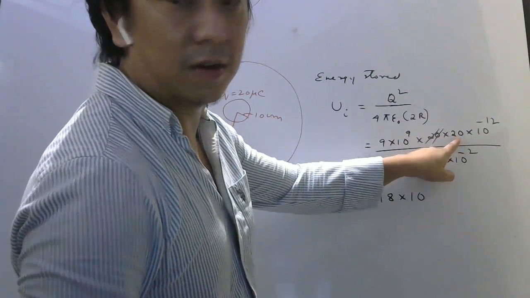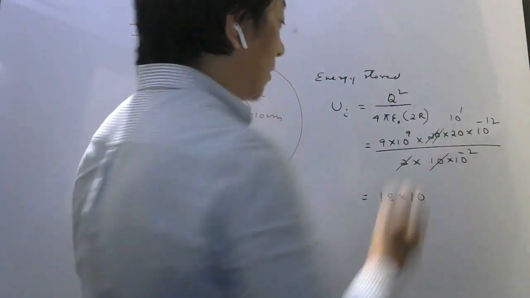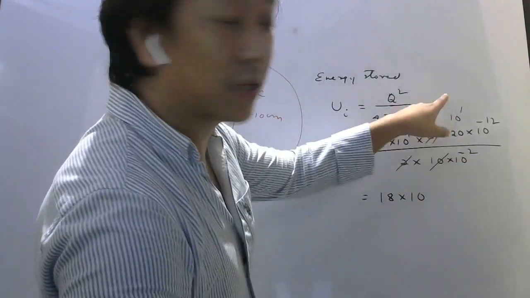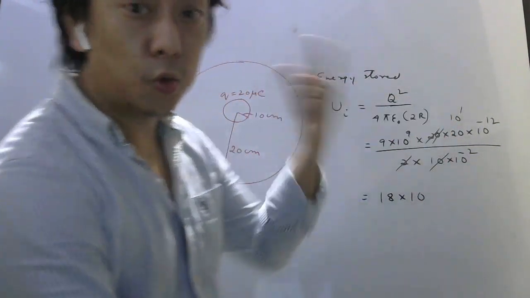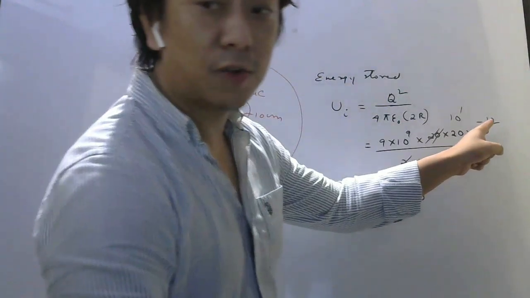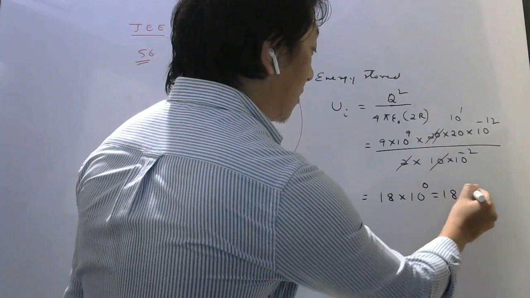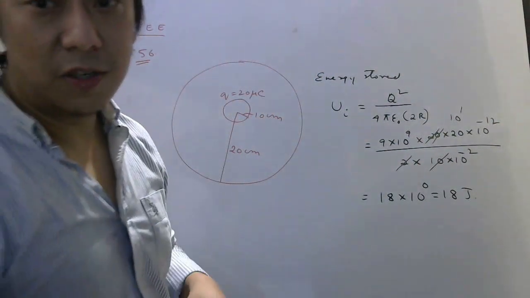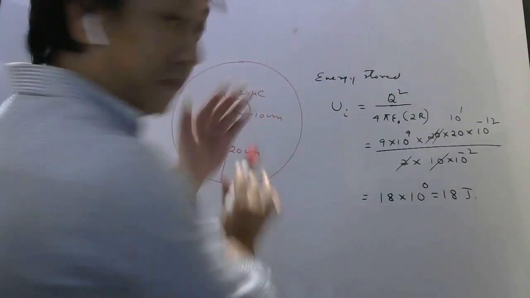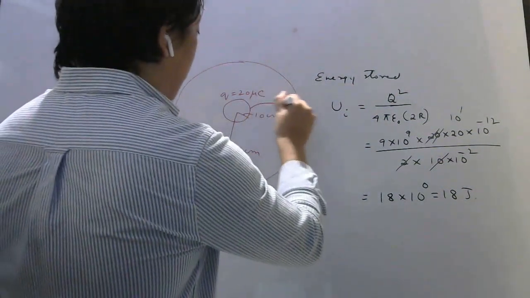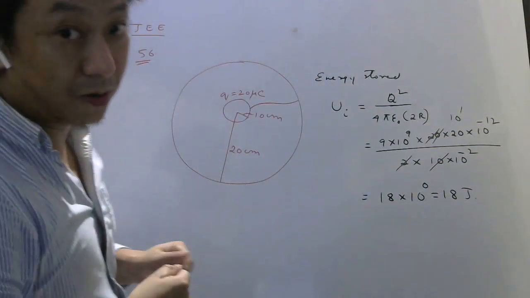10 to the power 1. 10 power 1, 10 power 9 will be 10 power 10. Then minus 2 will come up as plus 2, so 10 power 12. 10 power 12 times 10 power minus 12 will be 10 power 0. So 18 joules. Right now 18 joules is stored in this system. Okay, students?